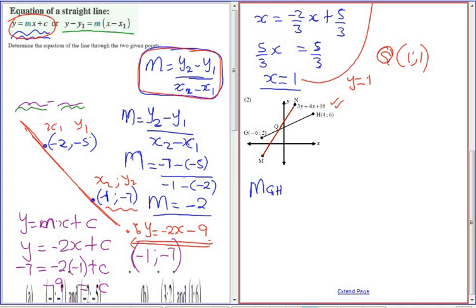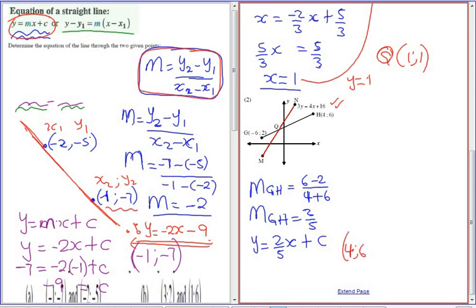I believe you can calculate the gradient by saying 6 minus 2 divided by 4 minus 6. It should be easy to see. So the gradient of GH here is going to be 4 over 10, which is going to just be 2 over 5. I believe you've got that same one. Substituting it into y is equal to mx plus c, you should have this now. From what we discussed, you have to substitute one of the coordinates. In this situation, you can substitute 4 and 6. If you do this right, in place of y you put 6, and in place of x you put 4.